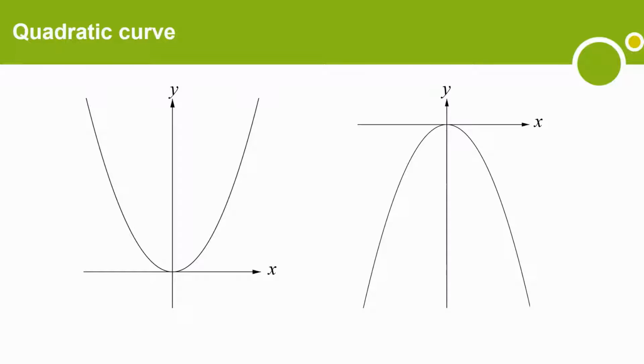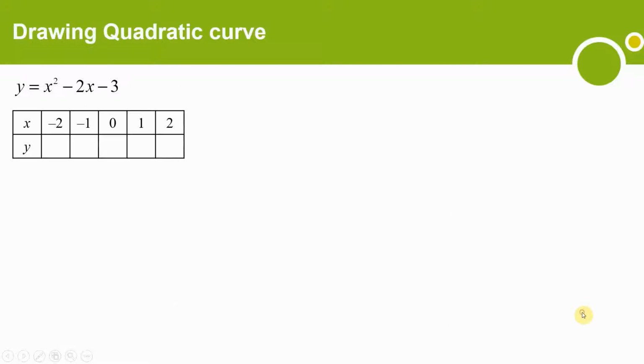Hi everyone, in this video we are going to learn how to draw quadratic curves, now that we have already learned what a quadratic equation is. As you can see from these two diagrams, a quadratic curve goes by the shape of either U or N. It is no longer a straight line like a linear equation.